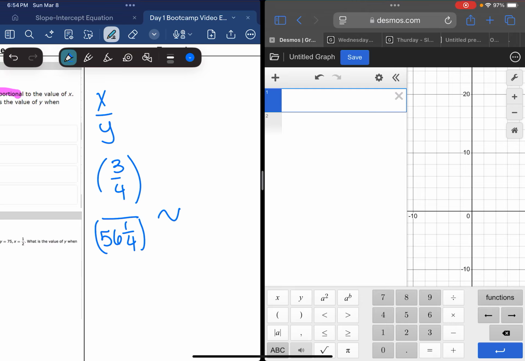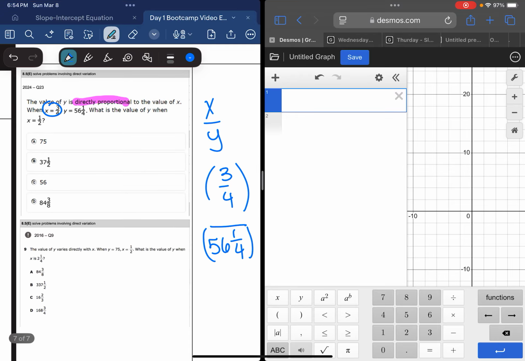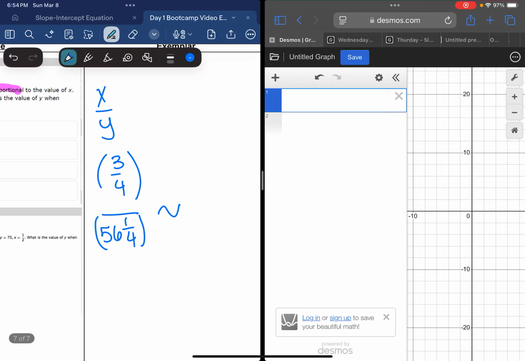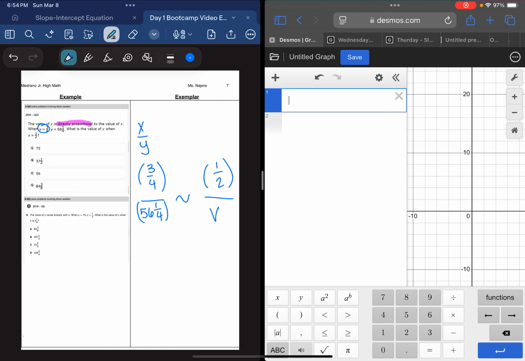And I'm going to set that equal to, or tilde, of when x equals 1/2. So 1/2, and we are looking for y, so I'm going to put a v there so that we can put this in decimals. It's very important that you add these parentheses so that decimals does not get confused, and you'll get your correct answer.